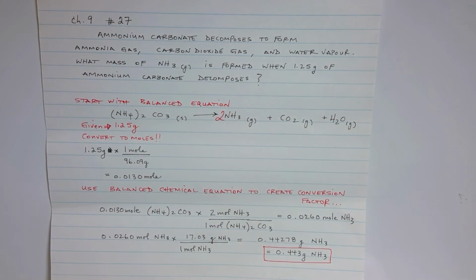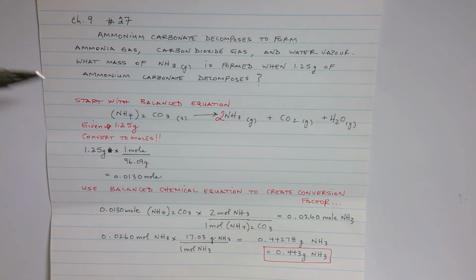Finish the question then. Use your balanced chemical equation to create your conversion factor. What are you converting from and to? Moles of ammonium carbonate to moles of ammonia gas. So in terms of a conversion pathway, you're given a mass of ammonium carbonate, to moles of ammonium carbonate, to moles of ammonia gas, to mass of ammonia gas.